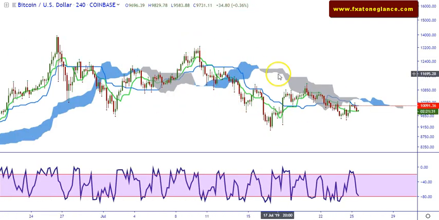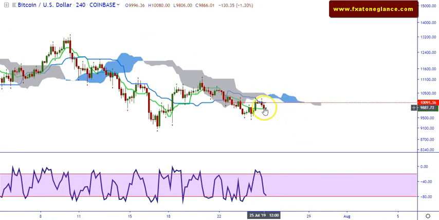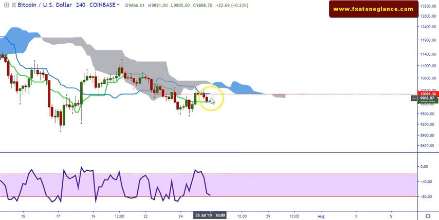The move is to the downside. The overall move is to the downside. You want to see price break outside of that 4-hour TK zone right here, because you're inside the TK zone right now. You want to see the price break outside of that level.